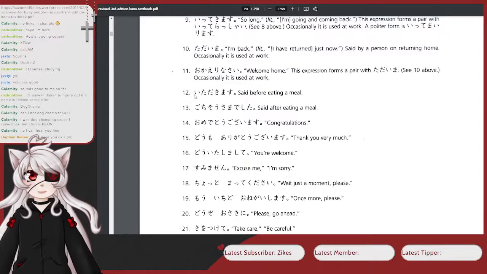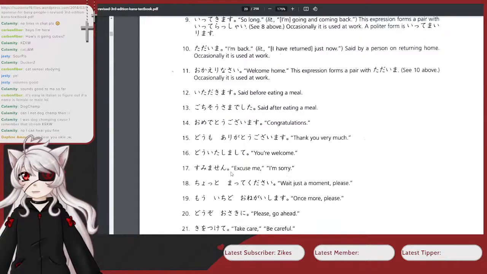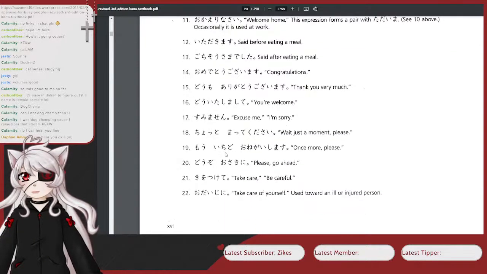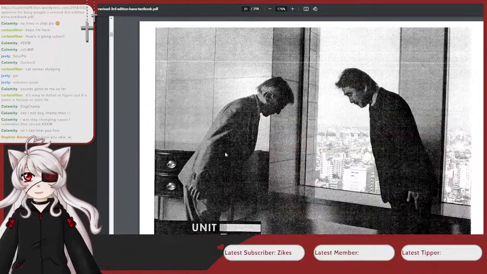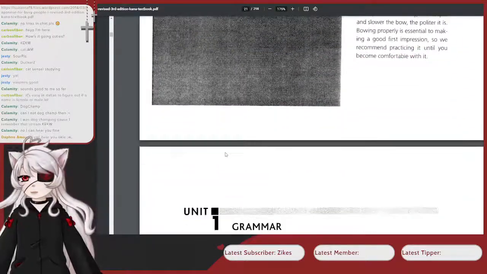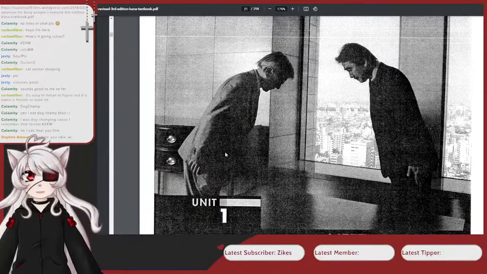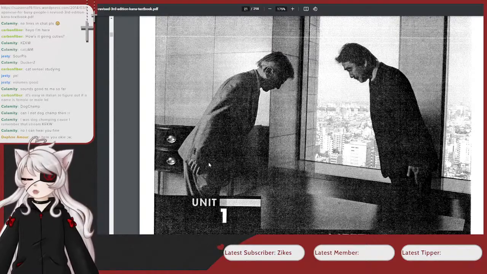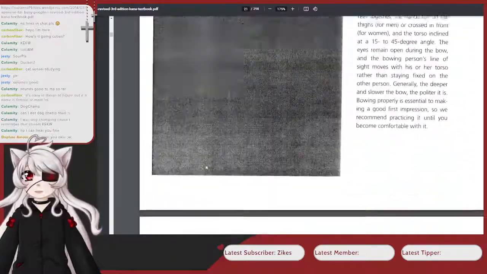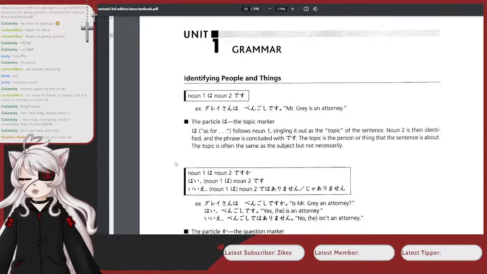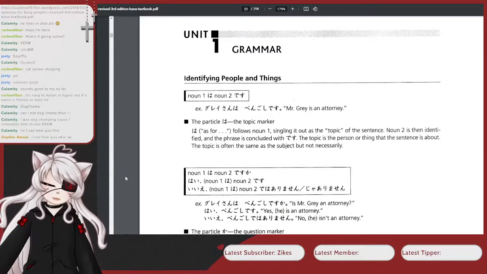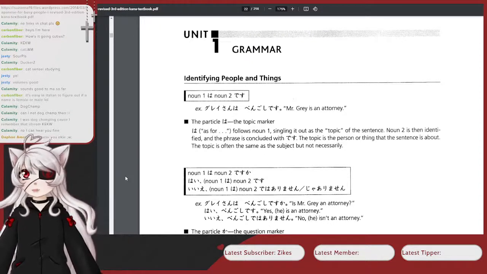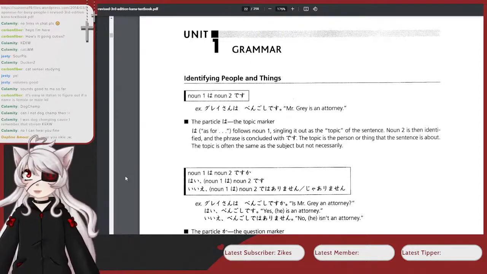Stuff like itadakimasu and sumimasen, do itashimashite. So it's split into, I can't remember how many units off the top of my head. I think it's 11 different units that all focus on different things. The first one is meeting people, which is kind of important. The book is structured for people who are planning on going to Japan very soon, probably for business purposes.